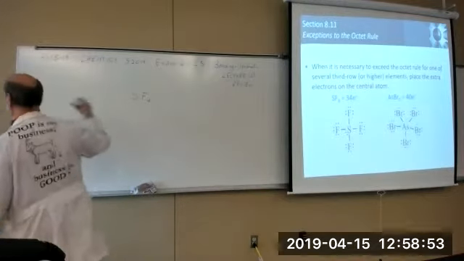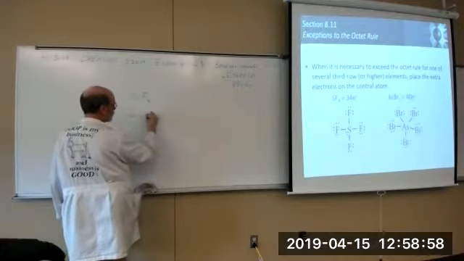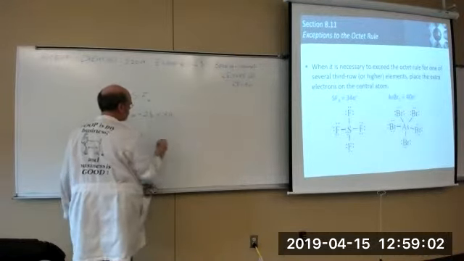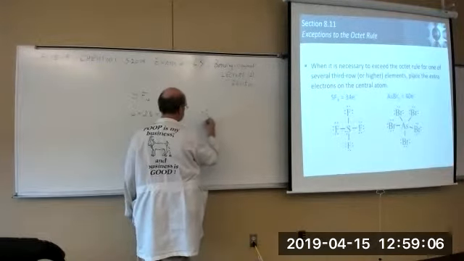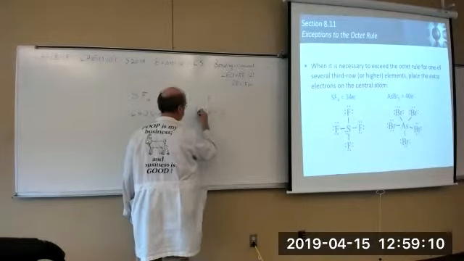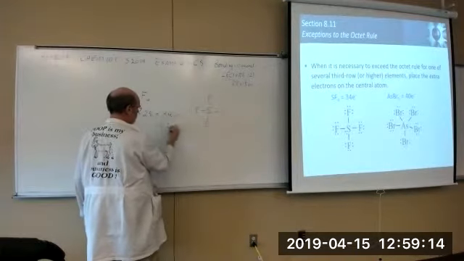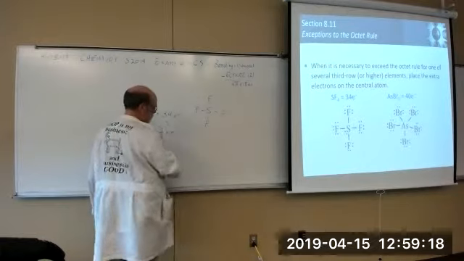Sulfur is in the oxygen group. It has 6 electrons. Fluorine has 7, so that's 28 total. And then we add them together and we get 34 electrons. Well, if we draw the structure, sulfur, and then the fluorines, okay, so that's 2, 4, 6, 8, which is 26 electrons.